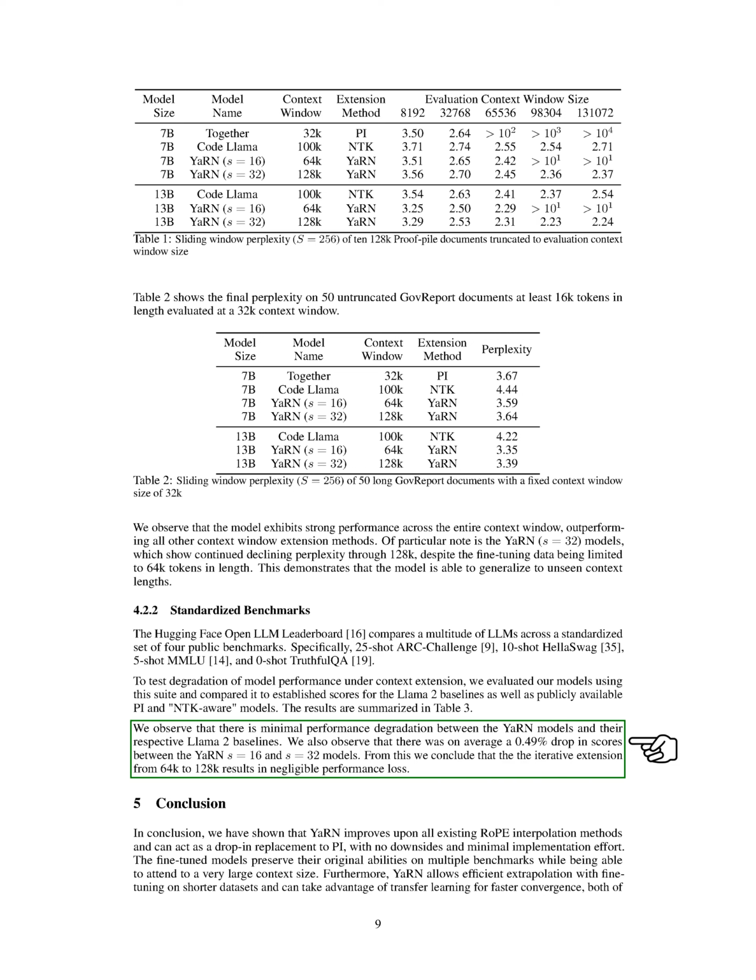Moreover, there was an average drop in scores of just 0.49% between the YaRN models with window sizes of 16 and 32. This suggests that extending the context window from 64,000 to 128,000 tokens results in a negligible loss in performance. Section Summary. In section 4.2.1 Long Sequence Language Modeling, the authors evaluated the performance of their model on long sequences using the GovReport and ProofPile datasets.